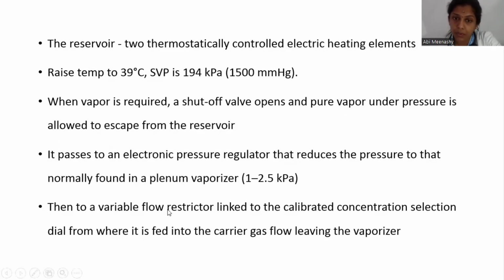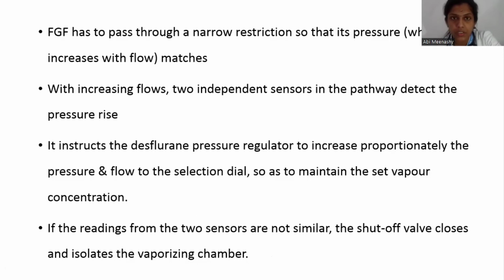Then it goes to a variable flow restrictor linked to a calibrated concentration selection dial, where it is fed into the carrier gas flow. So a calculated amount of your vapor is being injected into your fresh gas flow. This pressure will also depend on your fresh gas flow pressure. This percentage is according to the percentage of your fresh gas flow. The pressure sensor is there to sense both the sides, because if there is a mismatch, the shut-off valve will close automatically.